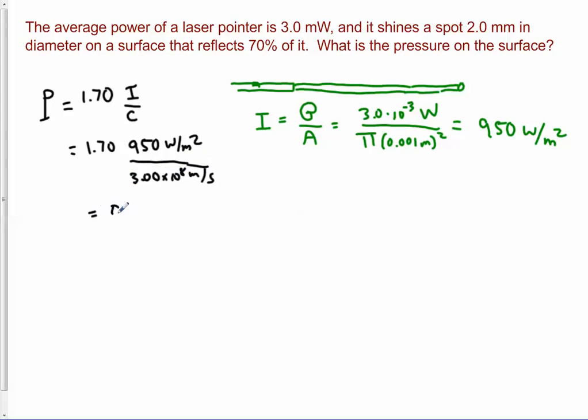And this works out to be 5.4 times 10 to the minus 6 newtons per square meter. Or again, you could call that pascals. That's what it is. Okay, so that's the answer.